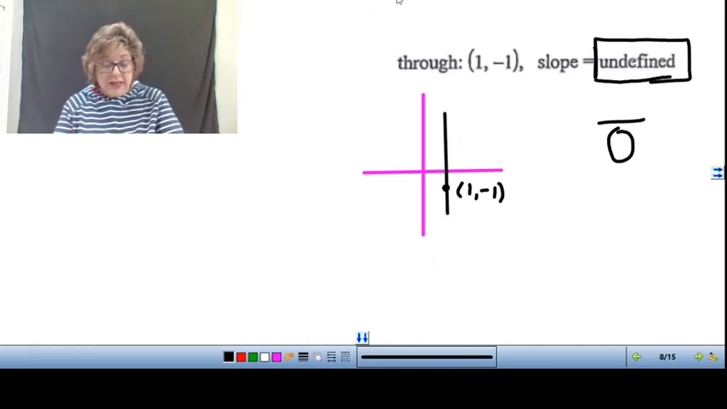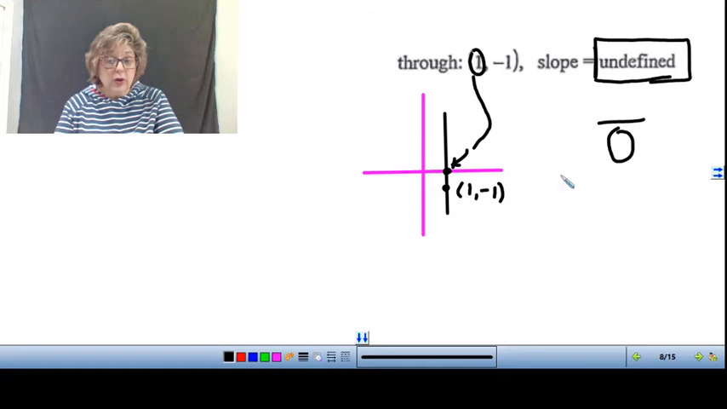Well, what's the equation of that line? It's where it's crossing the x value right there. So basically, I'm going to take the x part of the point. That's the point at which it's crossing the x value. So my equation happens to be x equals 1. It doesn't cross the y value, so I'm not going to have a y variable in the equation.